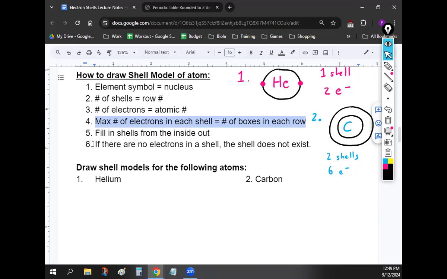So again, make sure you guys copy that down. Maximum electrons in a shell is the boxes in that row. Okay. And if you're done copying that down, go to the periodic table for me because we're going to be looking at that again.